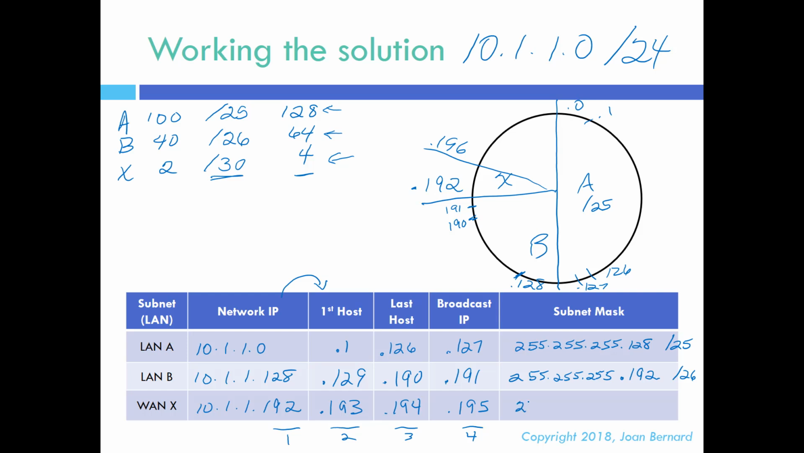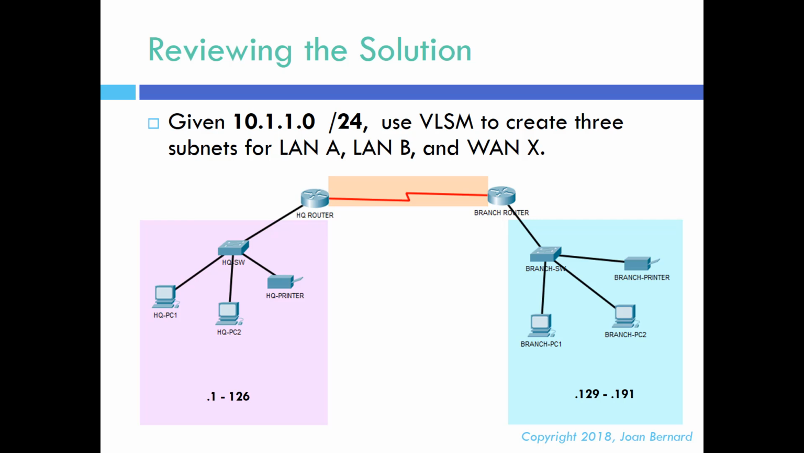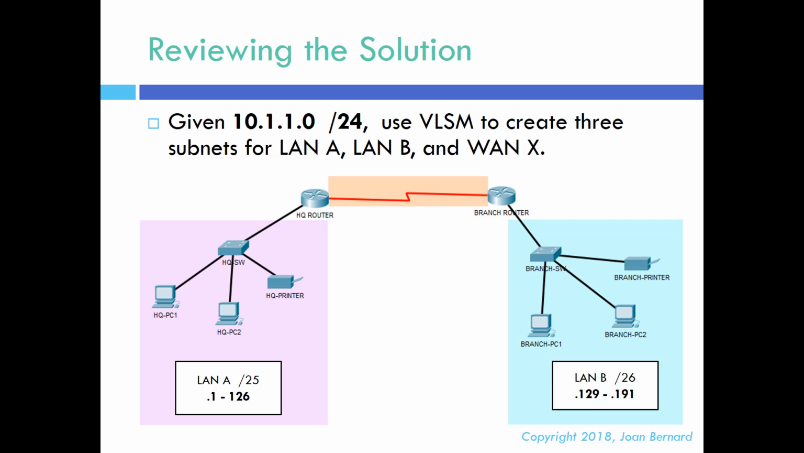And my subnet mask for a /30, once again, you can just grab your subnetting cheat sheet. It's 255.255.255.252. That's a /30. All right, that looks fantastic. So we just review the solution. We know that the /25, we had usable hosts between 1 and 126. LAN B gave us usable hosts between 129 and 190. And our WAN X really just had 2 usable hosts, 193 and 194.